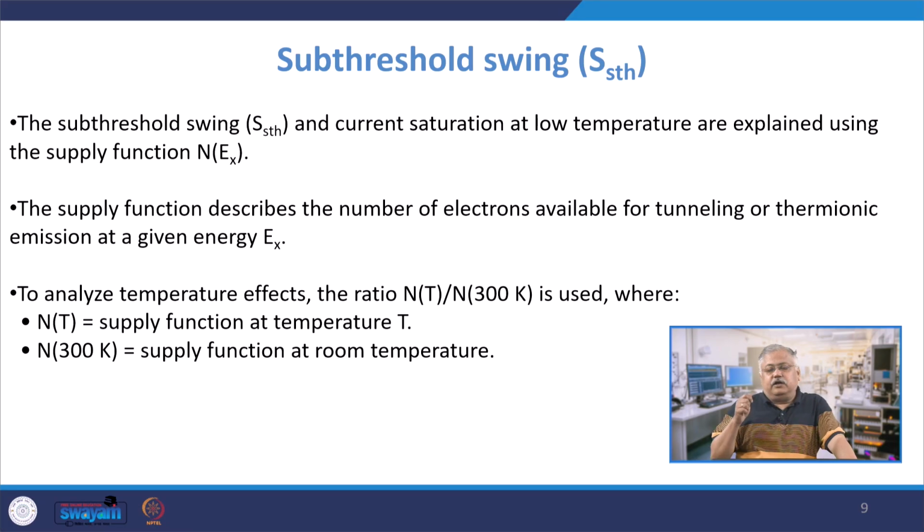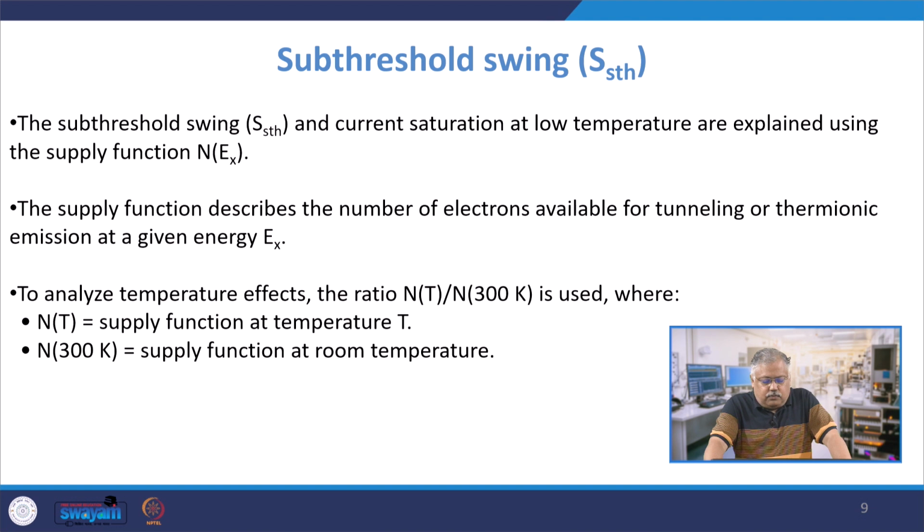Now, if a given energy Ex is there and that is more than the band gap of the material, you will have a large amount of electron and hole pair transitions taking place, right. These transitions are such that there will be jumping of electrons from the valence band up to the conduction band, and as a result you will have a relatively larger number of electrons available for tunneling.